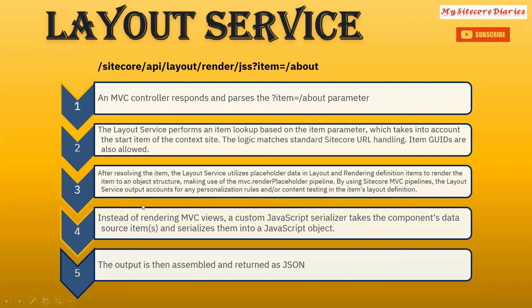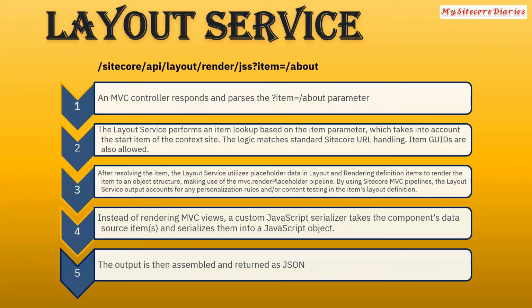Now the fourth step is different from what happens in Sitecore MVC. In MVC you get the details of the layout and then it renders the MVC view. But instead of that, it runs a custom JavaScript serializer that takes the components data and serializes it into a JavaScript object. So basically JSON is getting created. That fourth step is different from what we have in MVC.